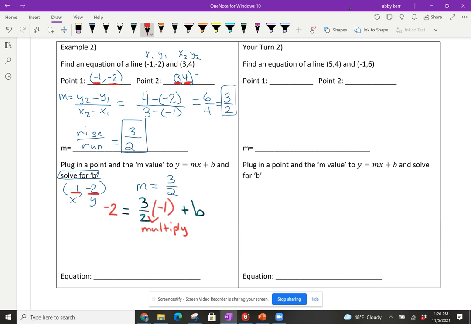So 3 times negative 1 over 2 is negative 3 over 2, which is negative 1.5 plus B. And then we have to add 1.5. And we are going to get B equals negative 0.5.